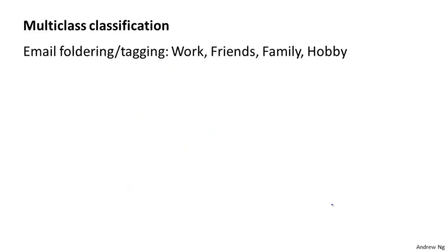Here are some examples. Let's say you want a learning algorithm to automatically put your email into different folders or to automatically tag your emails. So you might have different folders or different tags for work email, email from your friends, email from your family, and emails about your hobby. And so here we have a classification problem with 4 classes, which we might assign the numbers, the classes y equals 1, y equals 2, y equals 3, and y equals 4 to.